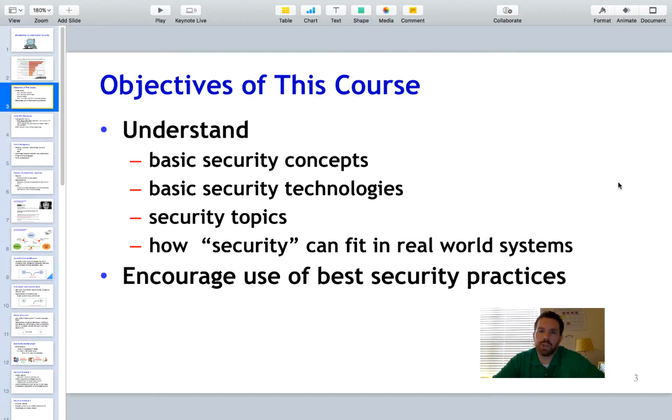So let's talk about the objectives of this course. You need to understand some basic security concepts. That's what I want you to understand over the course of this class. Some basic security technologies. We're going to go over some security topics, how security can fit in real-world systems, and try to encourage you to use best security practices.